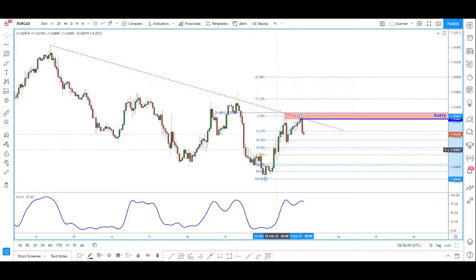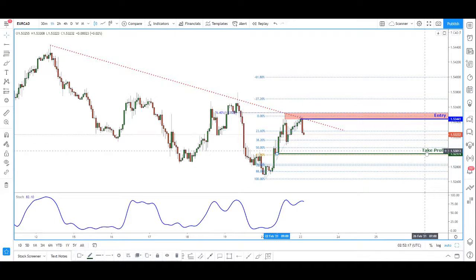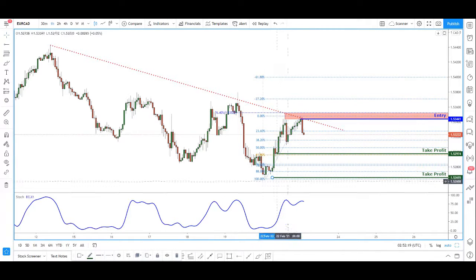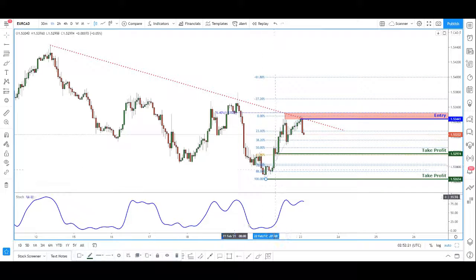We see that 61.8 falls in line with this small little pause here, the market pause, and 61.8 is also a key Fibonacci level. So this can be our partial take profit. And as I earlier mentioned, our final take profit can be the recent low.